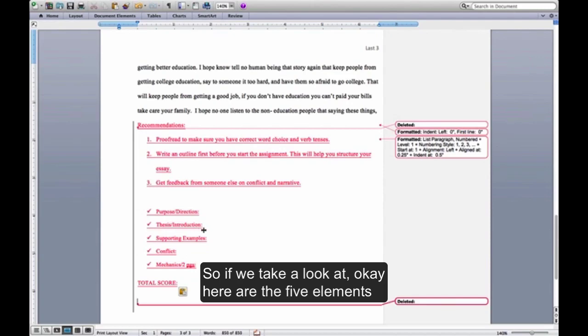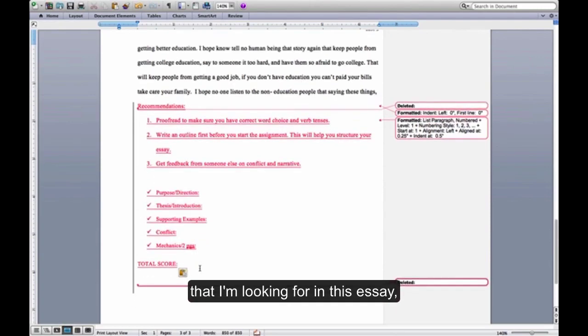So if we take a look at here are the 5 elements that I'm looking for in this essay as far as a grade is concerned.